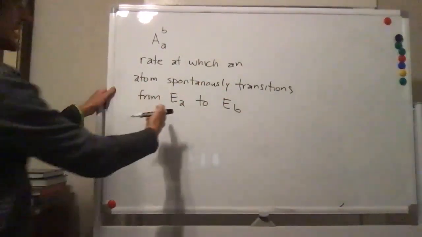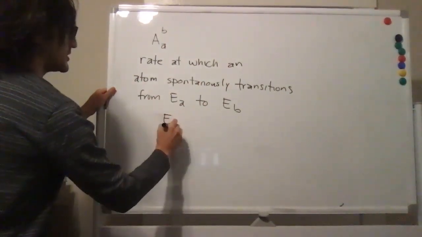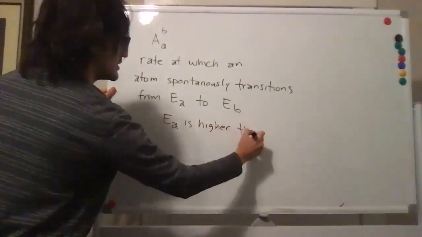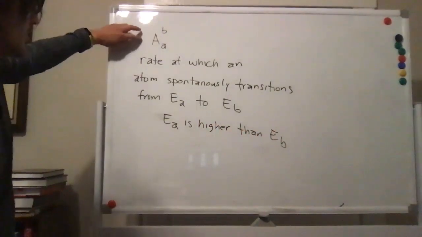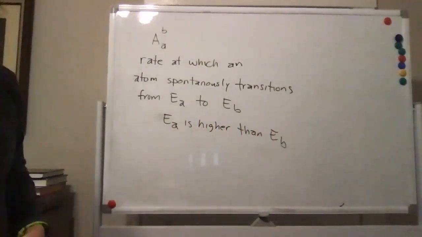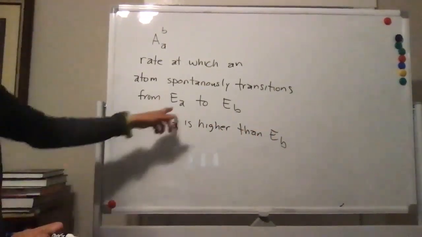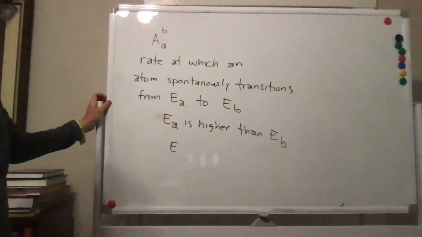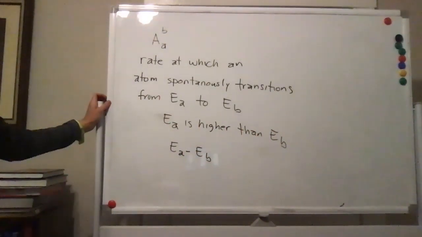And energy A is higher than energy B. So it goes from A to B. So if the energy difference is EA minus EB, what is the frequency of this photon?